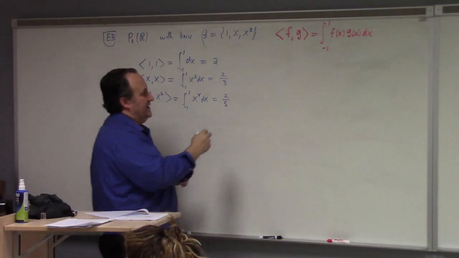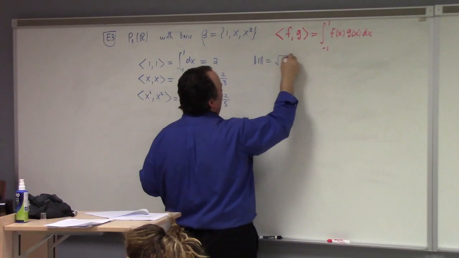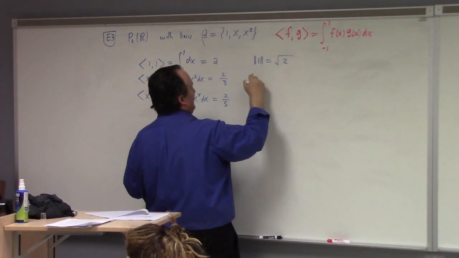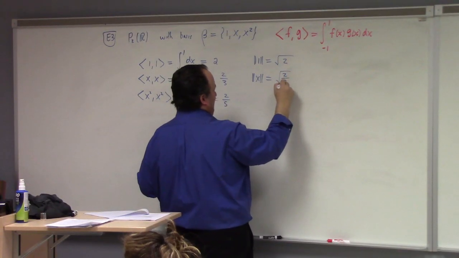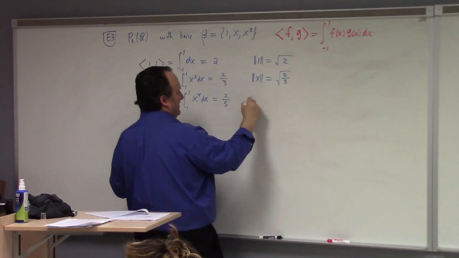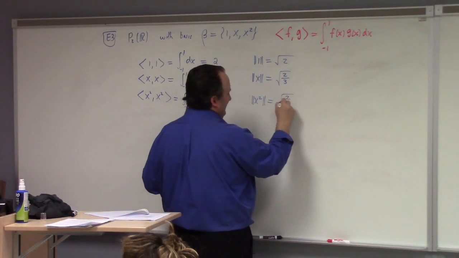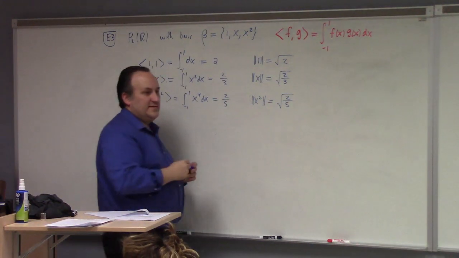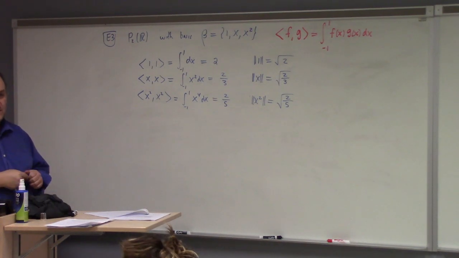And so this means that the length of 1 is what? It's the square root of 2, right? The length of x is what? It's the square root of 2 over 3, actually. The length of x squared here is the square root of 2 over 5. So this basis is definitely not normal, right? Not a normalized basis. But guess what? It's not even orthogonal.